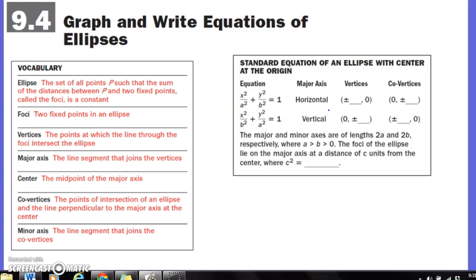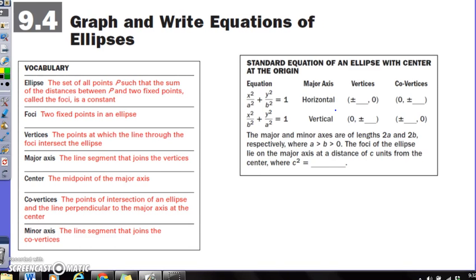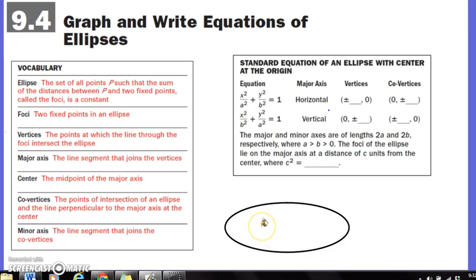Okay, 9.4 is graph and write equations of ellipses. An ellipse is the set of all points P such that the sum of the distances between two fixed points, called the foci, is constant. So let me draw you an ellipse down here. Here's your ellipse, and we'll fill it with white.